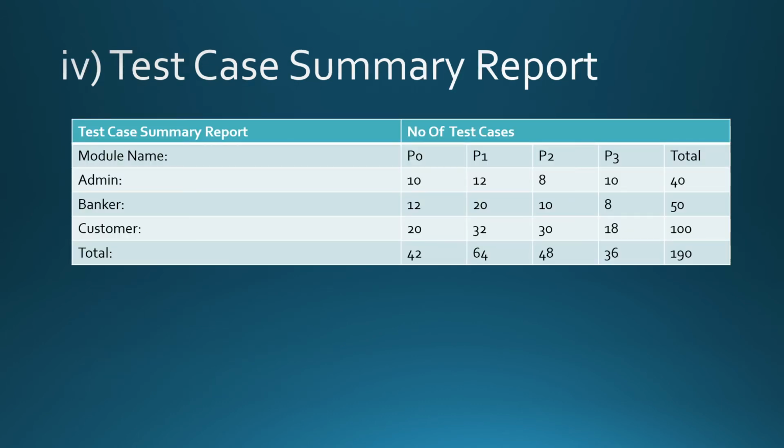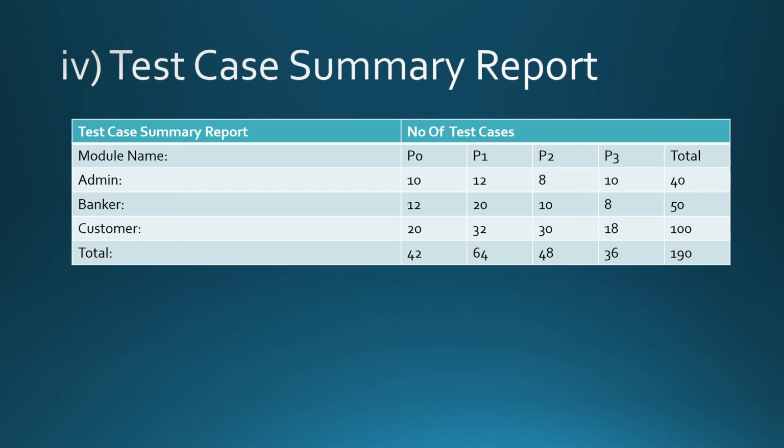here is the test case summary report. This test case summary report will define how many test cases you have tested, you have automated. For example, this is my module name, where you can have priorities also, that is P0, P1, P2, P3, whereas P0 is for very high priority, P1 is for high priority, P2 is for medium priority, P3 is for low priority. Likewise, I can have some different modules for one banking application, that is admin.